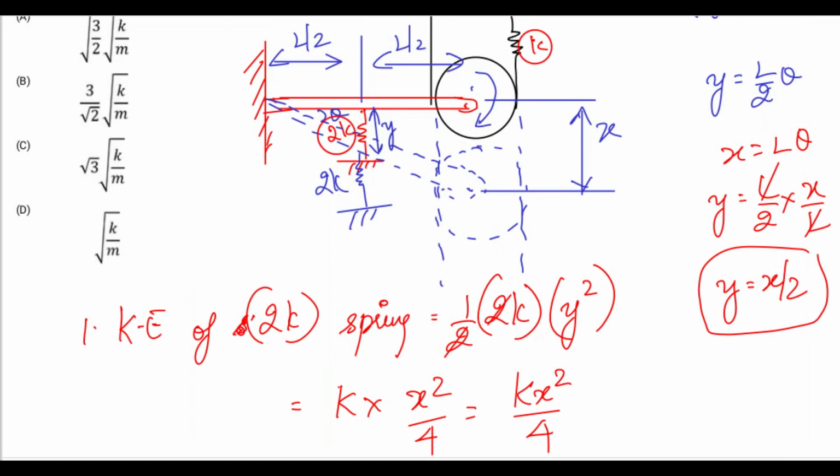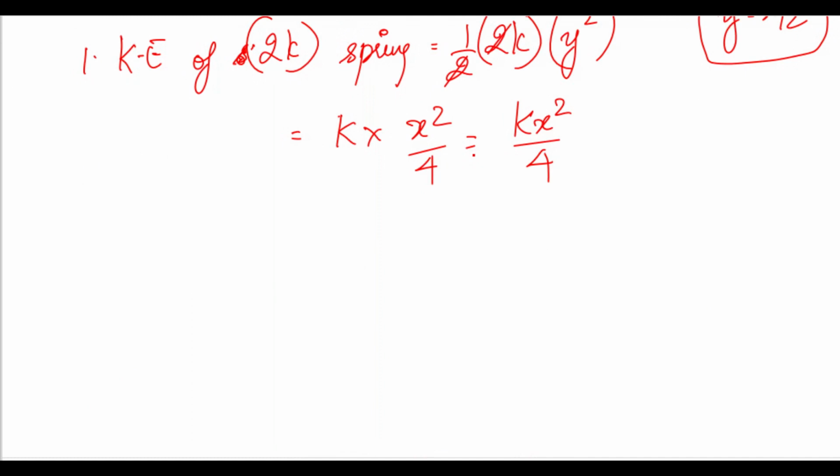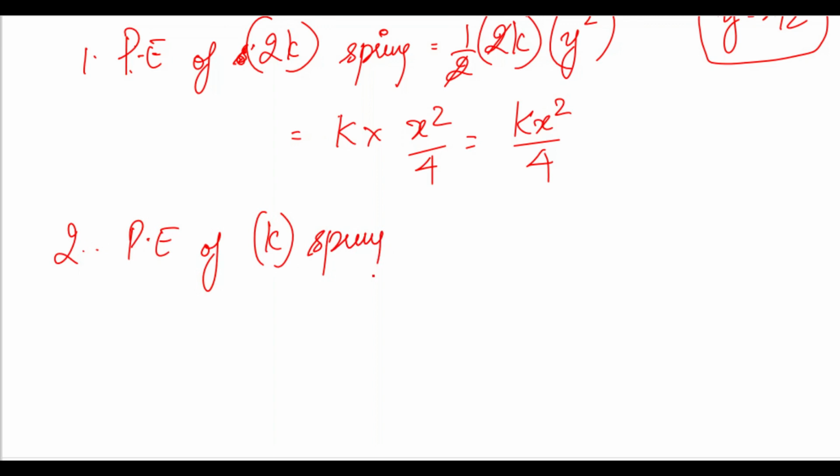Now next is this particular spring, which is the energy of the k spring. It's not kinetic energy, sorry, it's potential energy. You were supposed to write spring energy. So this is the potential energy of the k spring, equal to half k x squared.